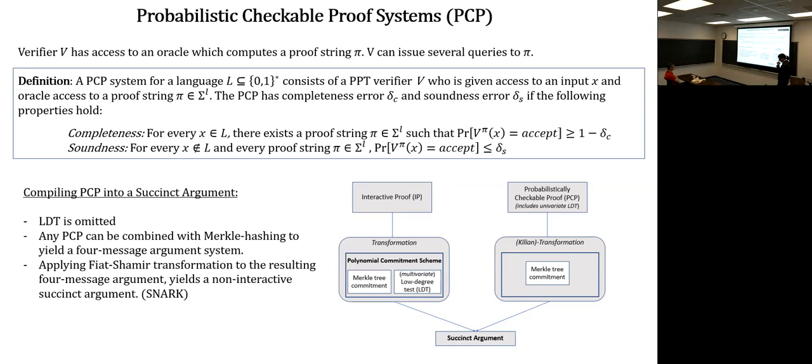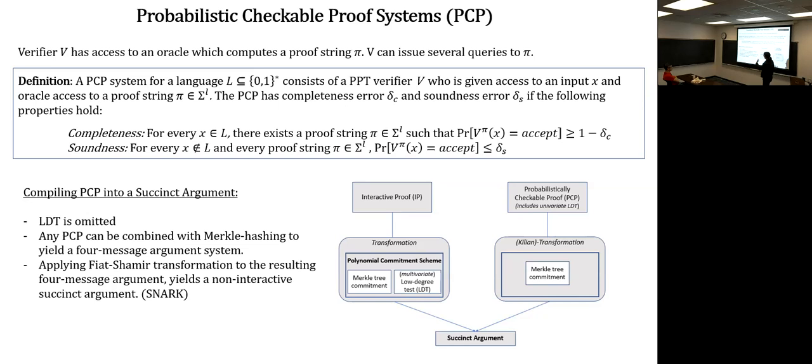Another way of constructing ZK-SNARKs is to construct ZK-SNARKs from probabilistically checkable proof systems. The definition of probabilistically checkable proof systems is given for a language L. The PCP consists of a verifier who is given access to an input X and is also given access to an oracle, which can compute the proof string for the verifier.